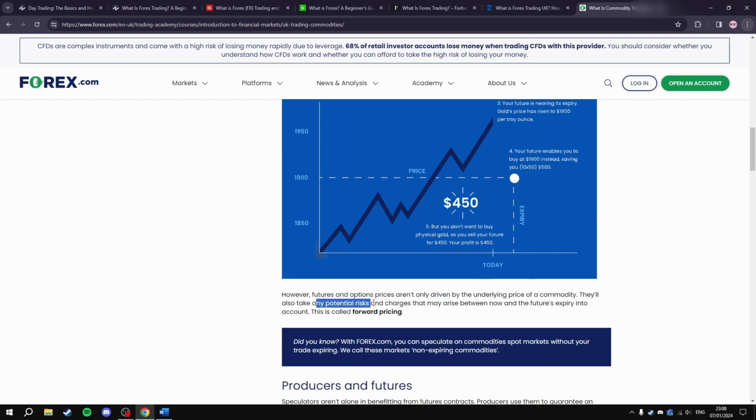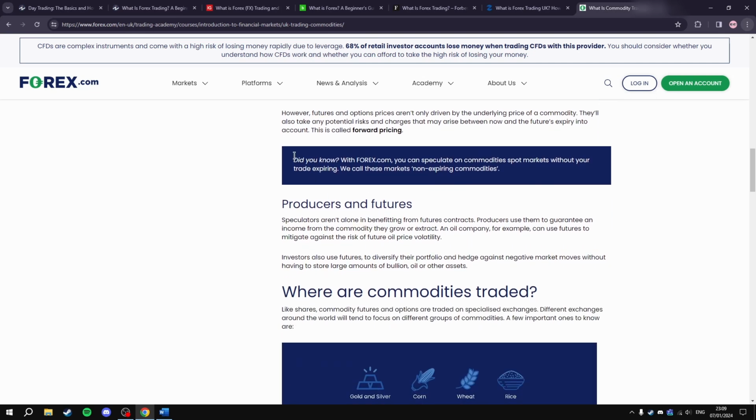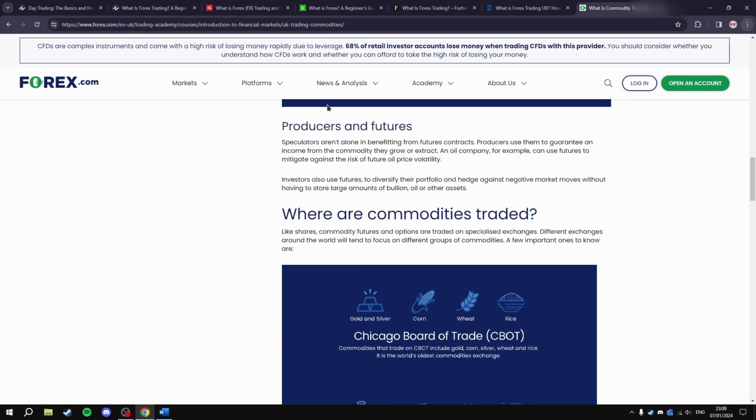They will also take any potential risk and charges that may arise between now and the future expiry into account. This is called forward pricing. Did you know with Forex.com you can speculate on commodity spot markets without your trade expiring? We call these markets non-expiring commodities.